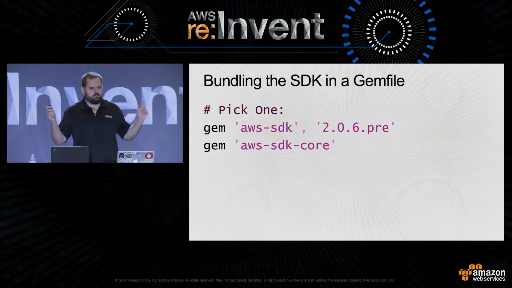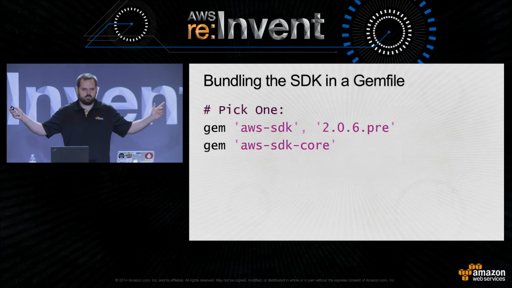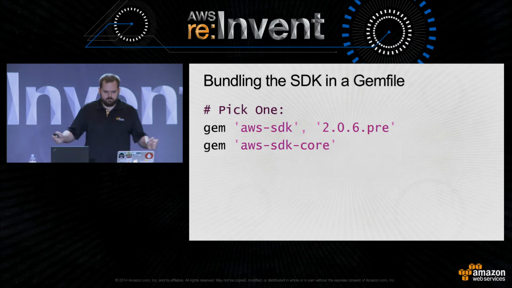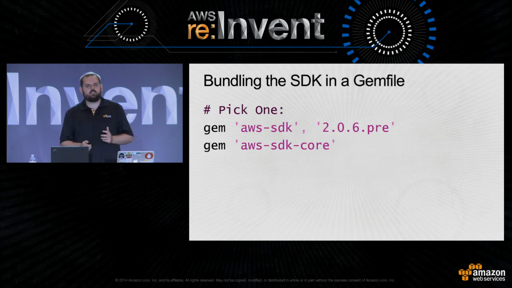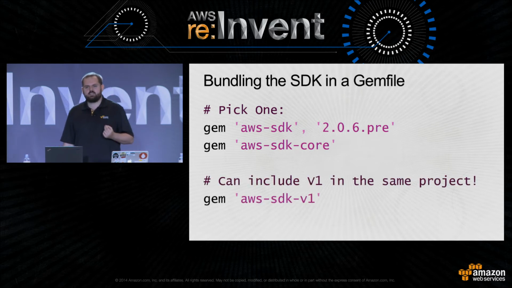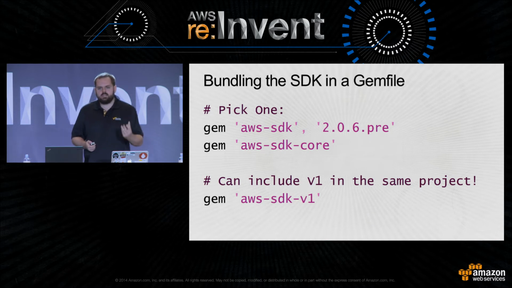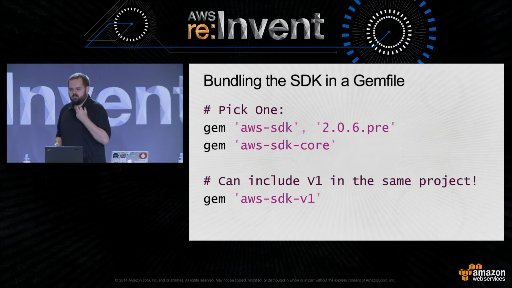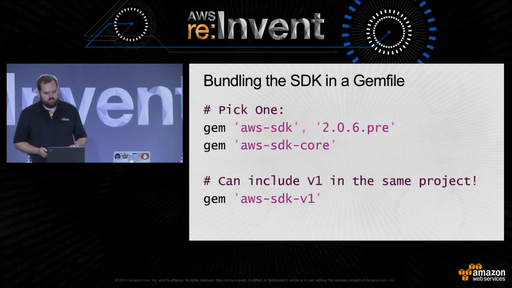So again, raise of hands, how many V1 users? A lot of you. So you can use V1 and V2 in the same project. You don't have to migrate all at once. If you depend on the AWS SDK V1 gem, you have them in the same project. You can migrate one piece at a time and take smaller steps to get to where you need to be.